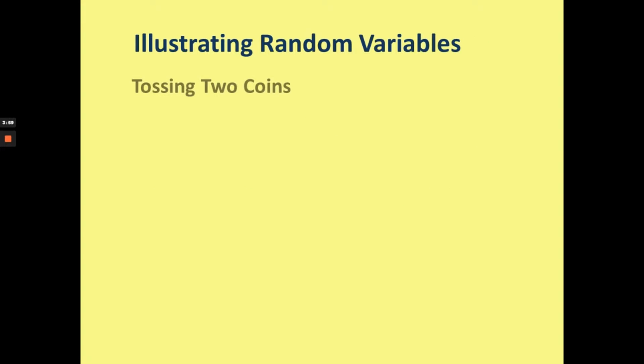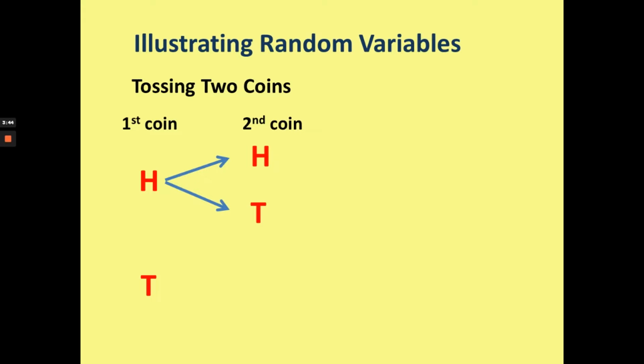Now let's list down the possible outcomes in tossing two coins using a tree diagram. For the first coin, we either get heads or tails. Now the second coin could also be heads or tails, and another heads or tails. Now we're ready to list down all the possible outcomes.